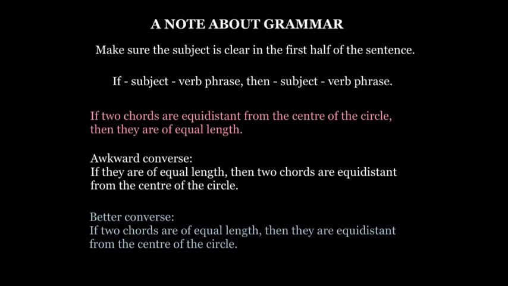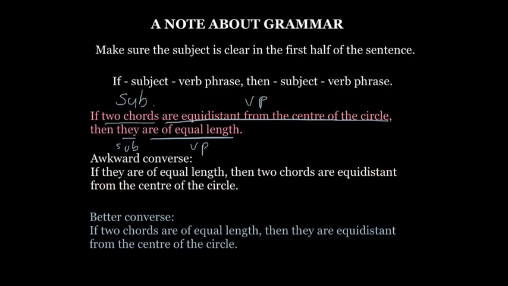Okay, so here, if two chords, so that's the subject, are equidistant from the center of the circle, that's the verb phrase, then there's the subject, are of equal length, that's the verb phrase. Okay, so the subject and the verb phrase together, they make P and Q. So an awkward way to switch this is you take all of Q, they are of equal length, and you say if they are of equal length, then, and you take all of P, two chords are equidistant from the center of the circle.